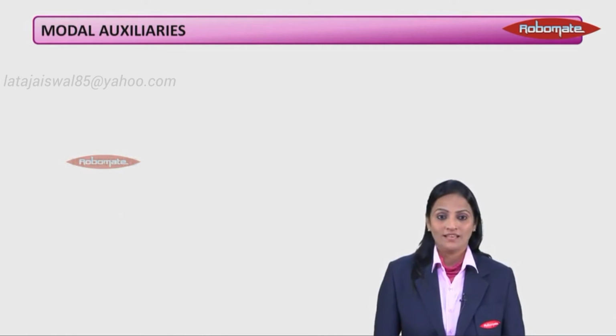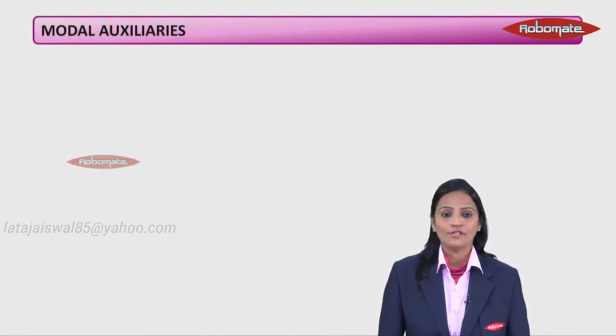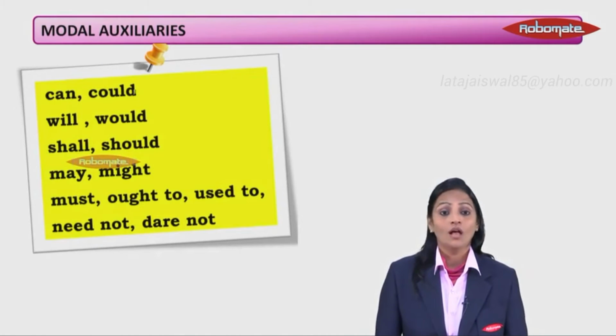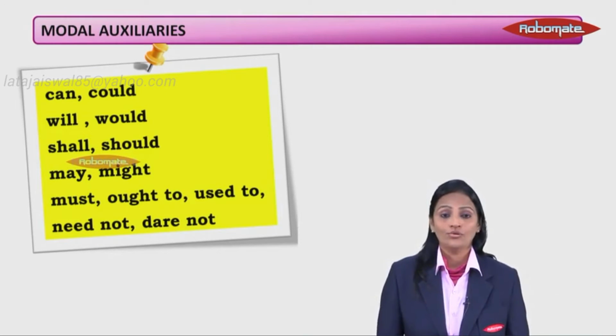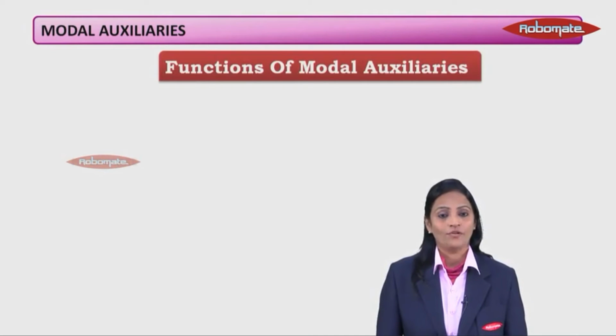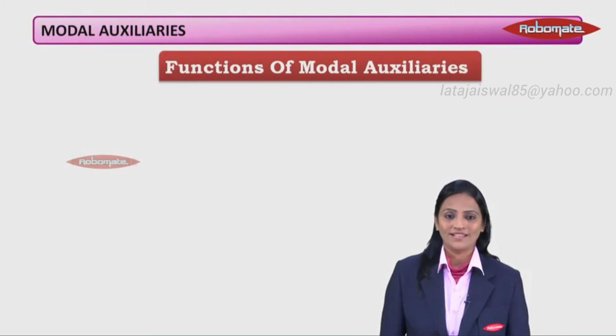We have already seen the meaning of modal auxiliaries and the examples of modal auxiliaries: can, could, will, would, may, might, shall, should, need to, need not, dare not, ought to, used to, must. Now we shall go on to the function of modal auxiliaries, the different functions of different modal auxiliaries.